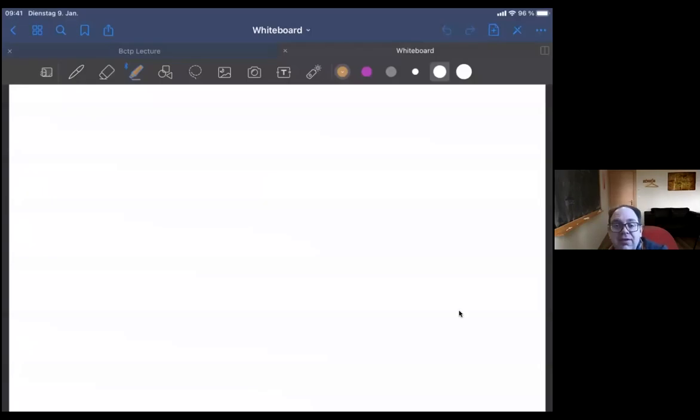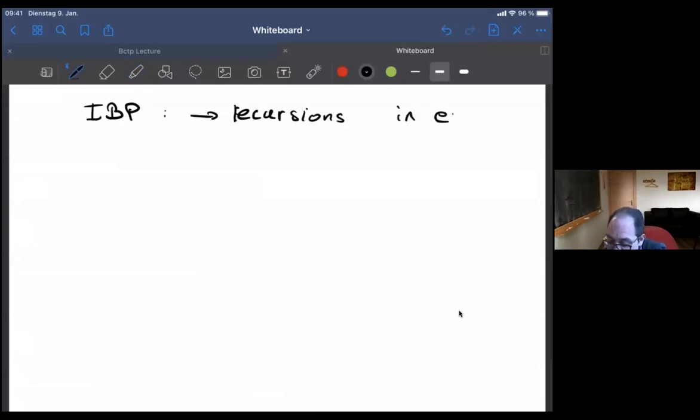So let me start by sharing the screen, and we can have a little recap of what we saw yesterday and the day before. Let's quickly recap. So we introduced these, what we called integration by parts identities, which in the end boil down to recursions in the exponents. And from that, you can get a basis of integrals, Feynman integrals, which are often called master integrals.